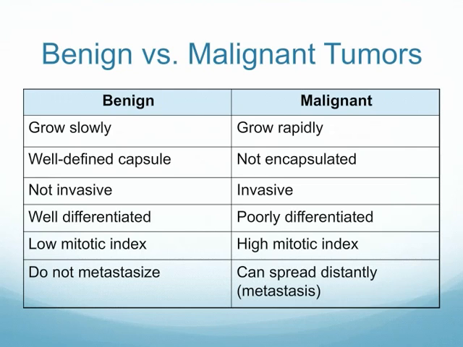There's a low mitotic index in the benign type of tumors, whereas there's a high mitotic index in malignant, which means they're going to reproduce more rapidly and cause a bigger tumor or cause a spread throughout the body a lot more quickly. Malignant cancers are also going to metastasize, whereas benign tumors do not.